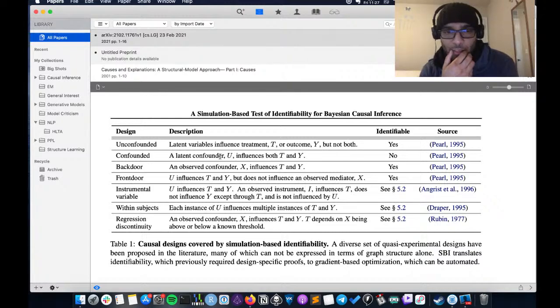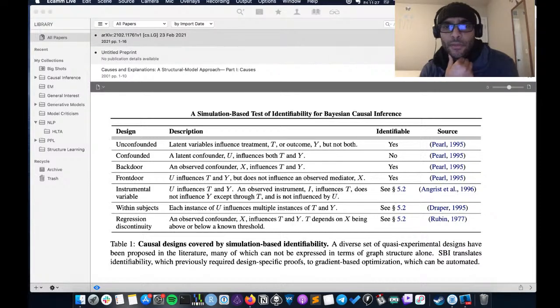Instrumental variables: U influences T and Y. An observed instrument influences T, does not influence X except through T, and is not influenced by U. Within subjects, each instance of U influences multiple instances of T and Y. Regression discontinuity: an observed confounder X influences T and Y, and T depends on X being above or below a known threshold. What is that? So each instance of U influences multiple instances of T and Y.